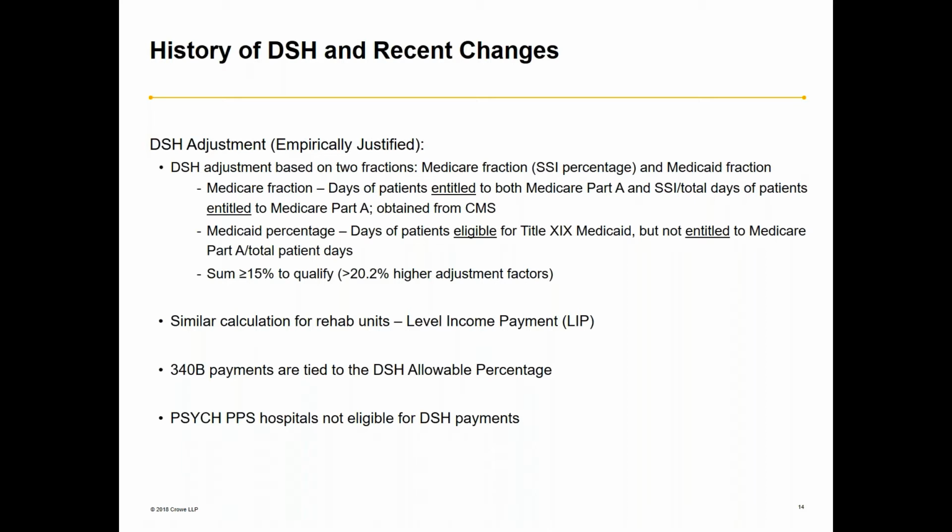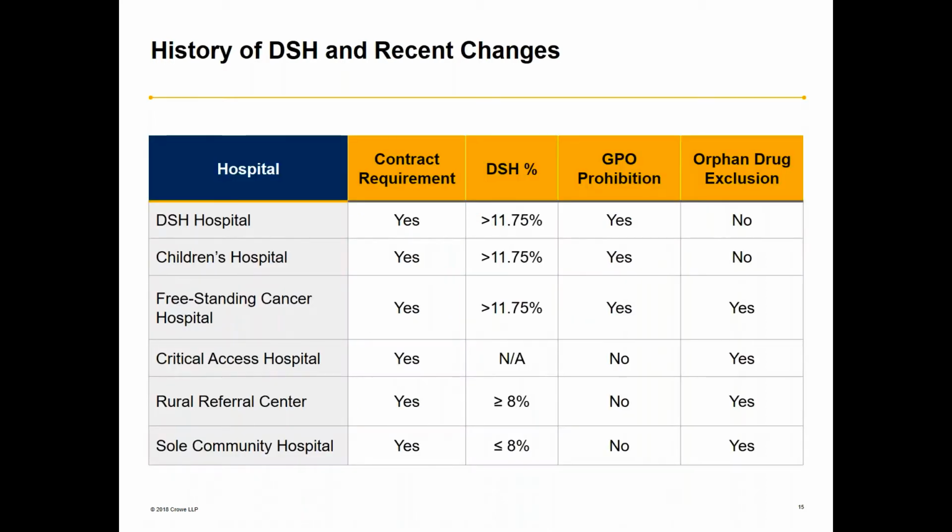Another area where this is a big factor is with hospitals that receive 340B payments. The 340B payments are tied to this DSH allowable percentage. So here's a table of the allowable DSH percentage that hospitals need to have in order to qualify for 340B.